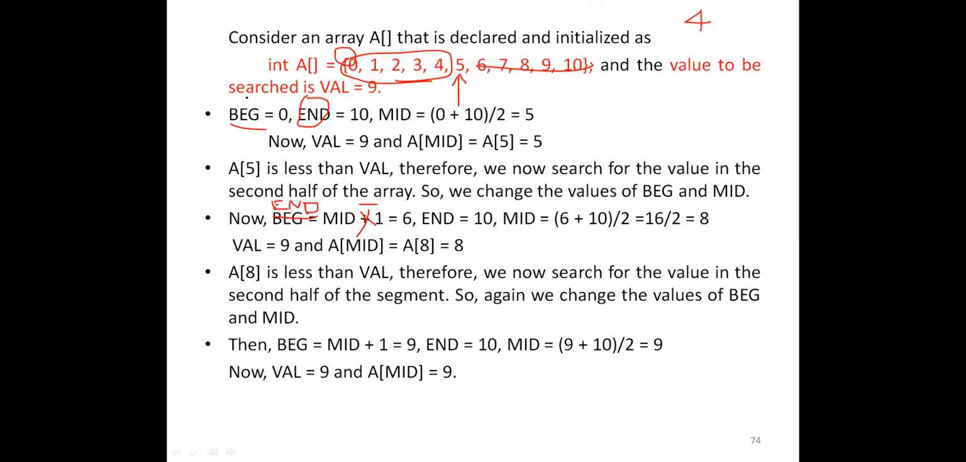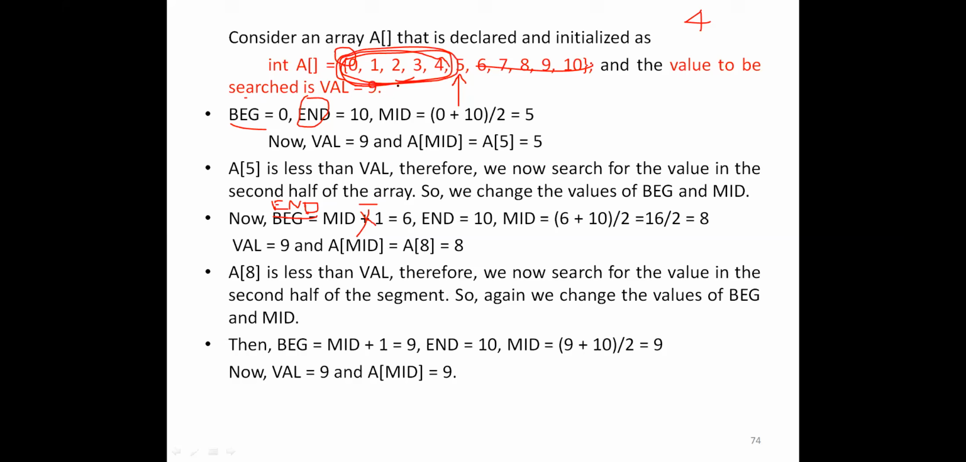The beginning stays 0 because the starting index is 0, and only the end changes. Because I have to search towards the left, middle minus 1 is nothing but the end. So I will search in these elements only.